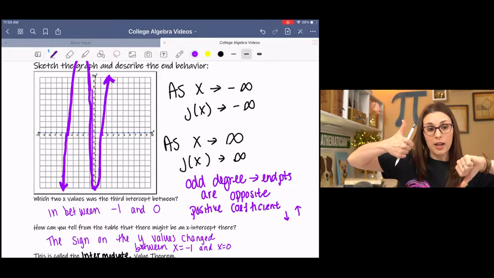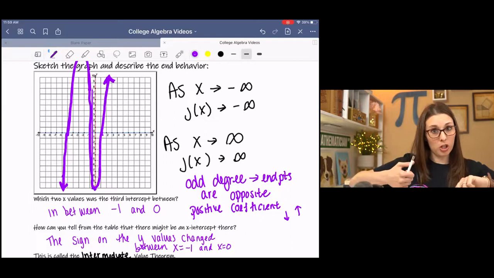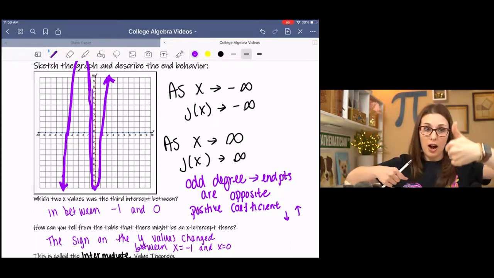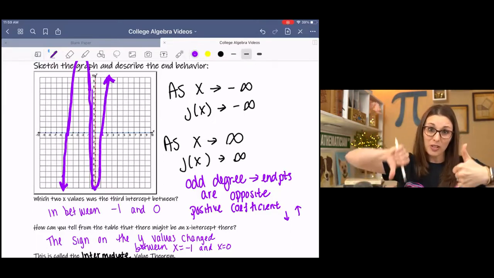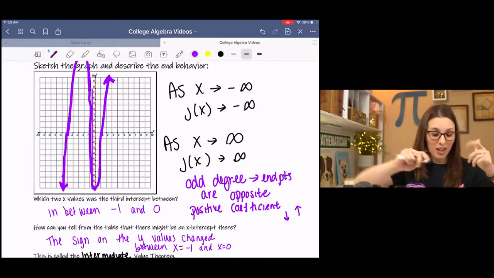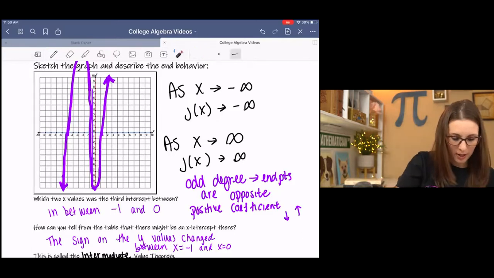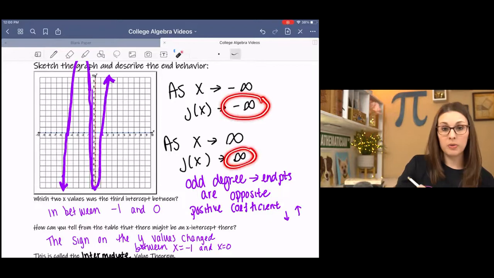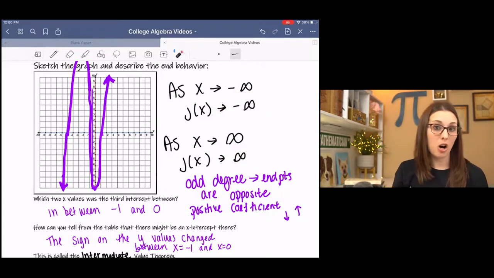That means that if we had had a negative coefficient, we would have started high and ended low, still going opposite because it's still odd degree. And that's so cool. Never mind, rabbit trail. But you will see that these are going in opposite directions. That indicates an odd degree.